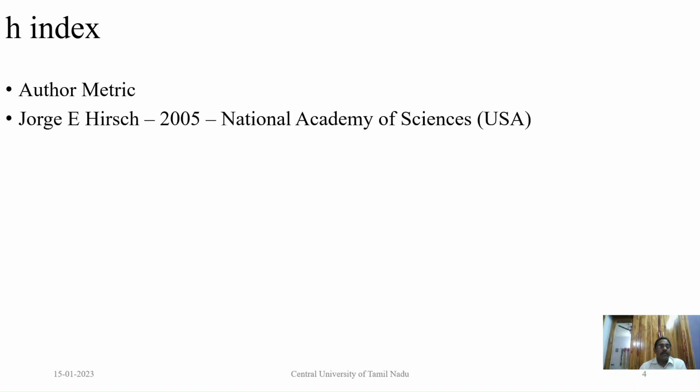So H index. Now we move to authors. How the author is cited, and how the index can be discovered. So H index is the author metric. This was given by George E. Hirsch in the year 2005. He was associated with the National Academy of Sciences. It's a cumulative measure of research contribution.